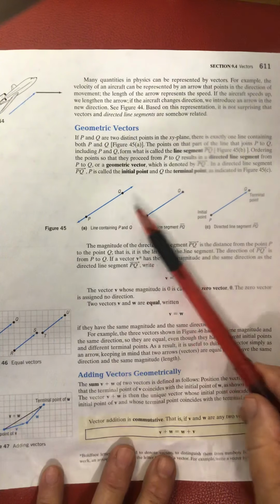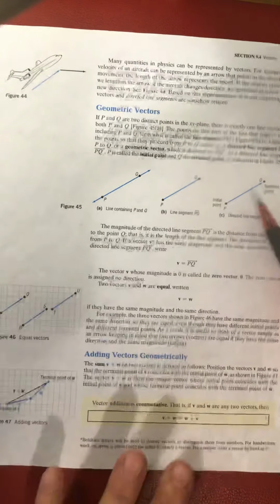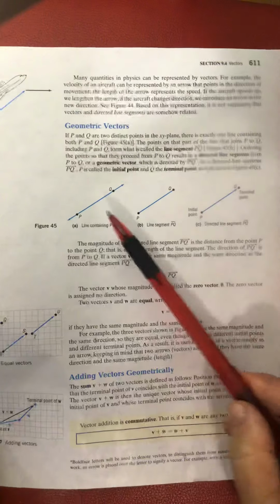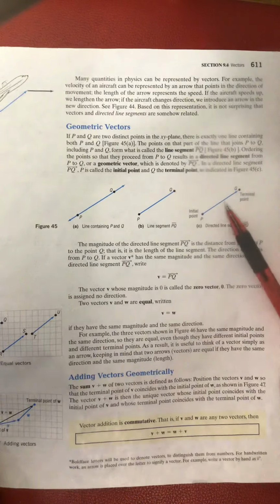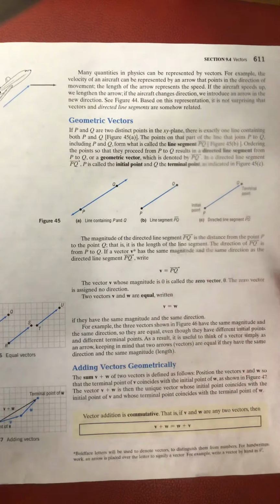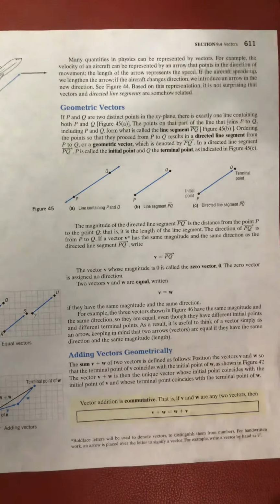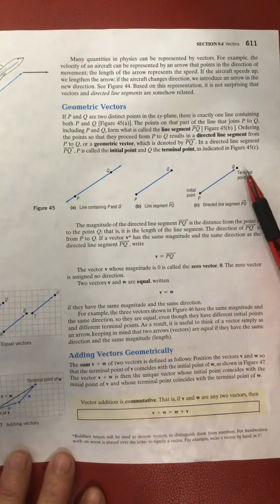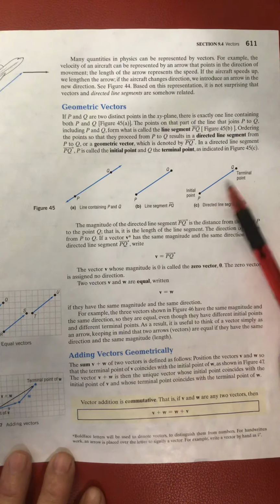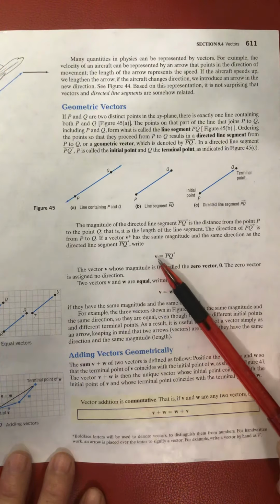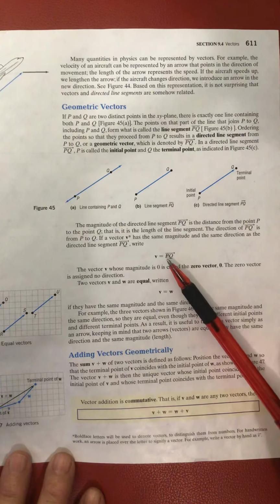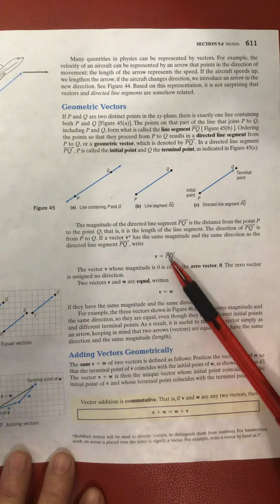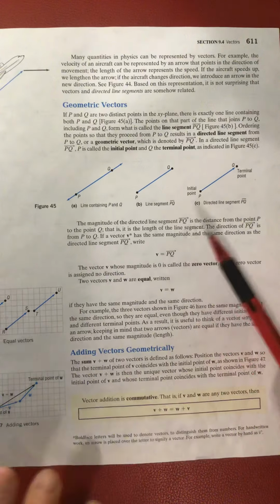The difference between a line and a line segment and a vector is that all of them are determined by 2 points. But with a vector, your 2 points deal with a starting point, the initial point, and the terminal point. And it's a direction. This book uses lowercase bold letters for vectors. So vector v equals point P to point Q. Initial point, terminal point. Starting point, ending point.